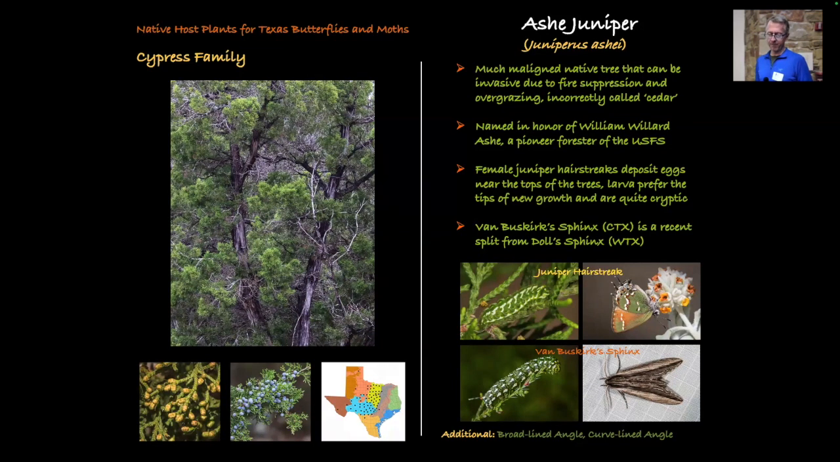This is a juniper, named after William Willard Ash, one of the early foresters of the U.S. Forest Service. And there are a few specific butterflies and moths that use this. The juniper hairstreak, appropriately enough, uses this tree as its host plant, and its only host plant in Central Texas. And it's one of the most beautiful little small butterflies that are in the area. Green and kind of an orangey brown with some white markings. It's really a very good looking butterfly.